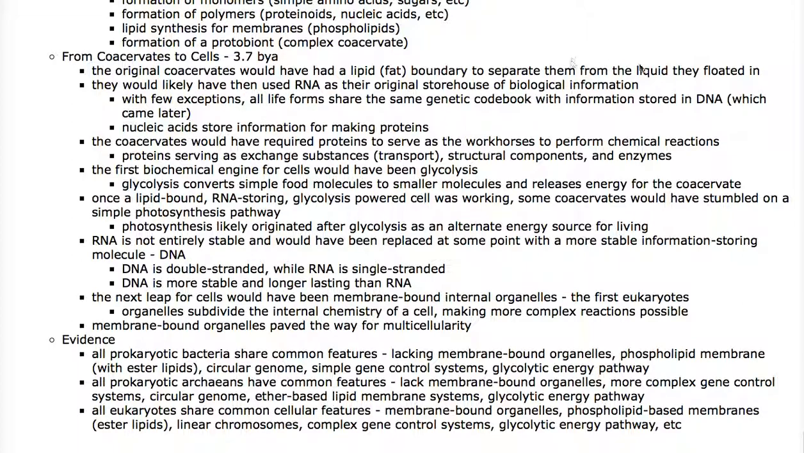We think that those first cells would have probably used RNA as their original biological storehouse of information, but that over time, DNA evolved because it is a much more stable, long-lived molecule than RNA. So by 3.5 billion years ago, we're thinking DNA was probably the code book for storing biological information.